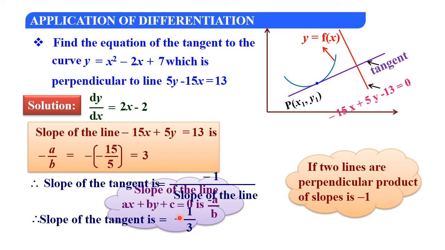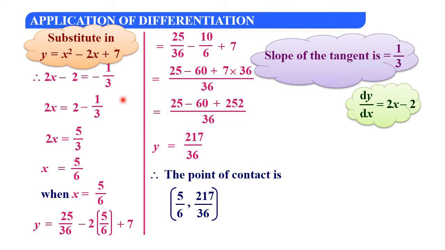This is your original slope. Here the condition of perpendicularity is proved. So this slope dy by dx equal to minus 1 by 3, you substitute in this equation. So you will be getting here the value of x.